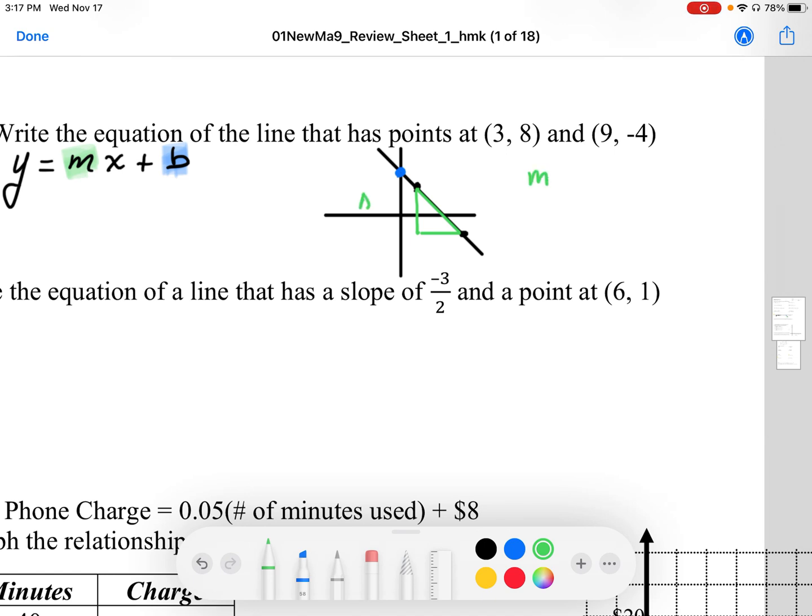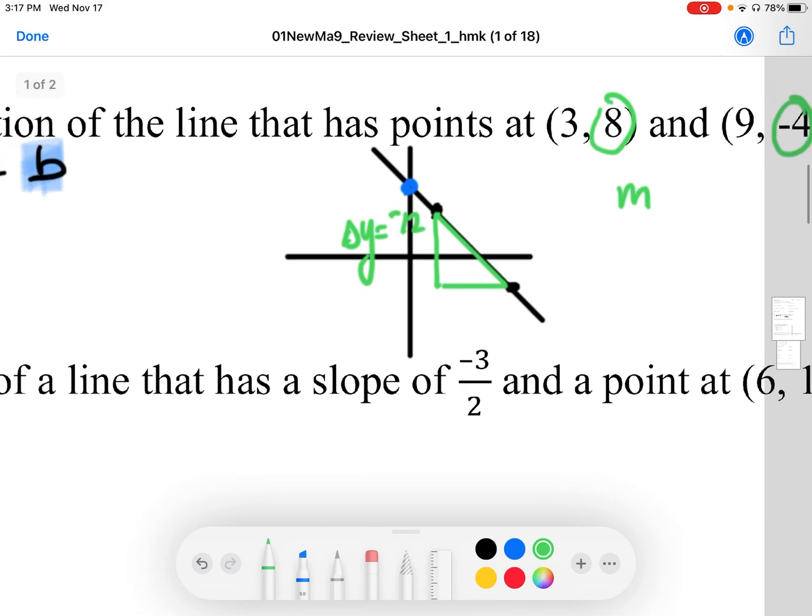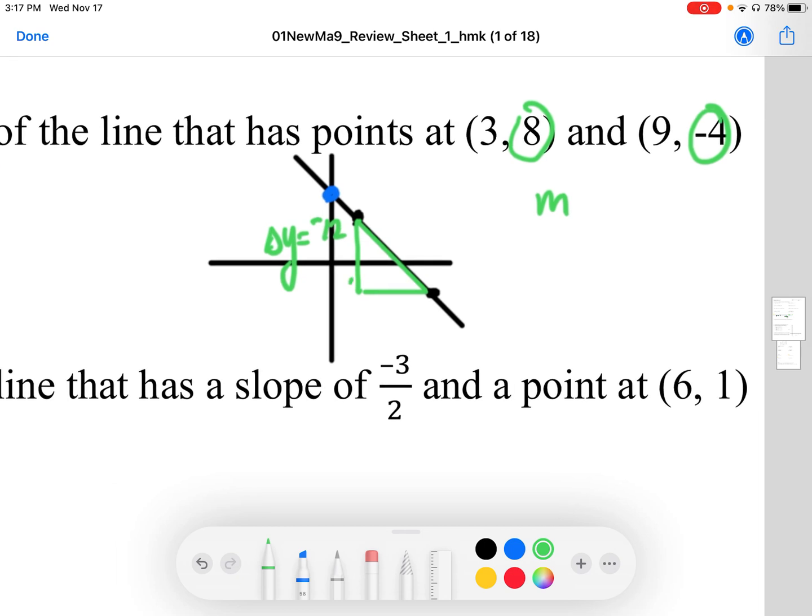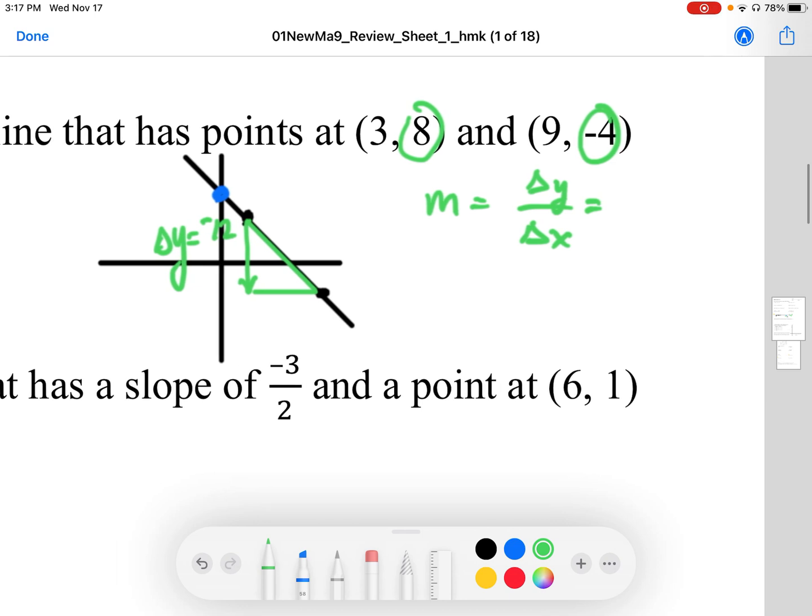So my slope is going to be the change in y, which is based on those two y values. So I have to subtract them. In this case, I'm going to start with -4, subtract 8, and I get -12. What that means is I've gone down 12. So as I fill this in, my rise is going to be -12.